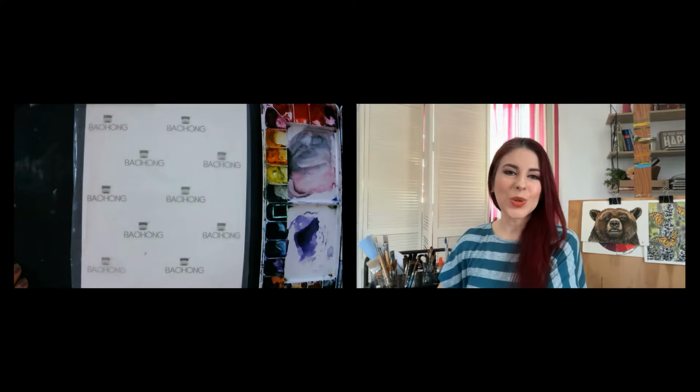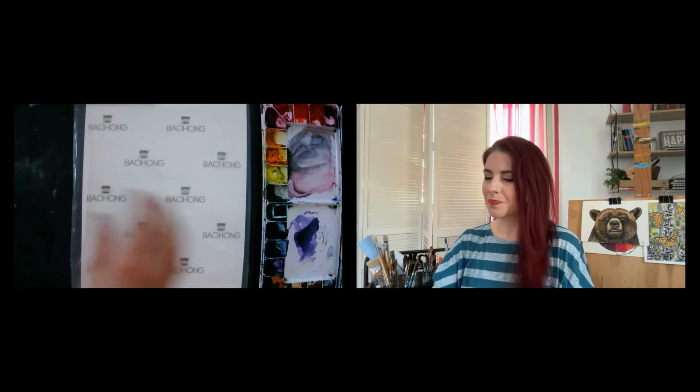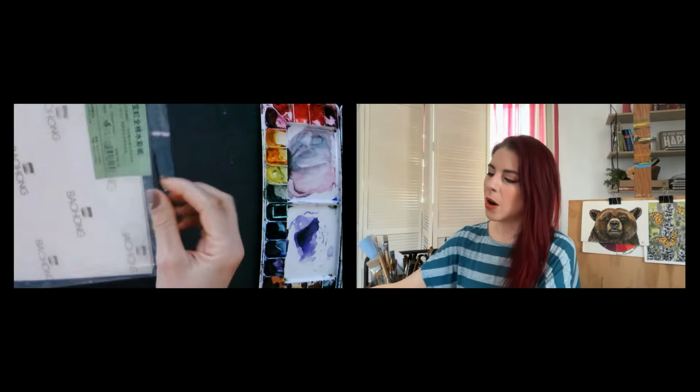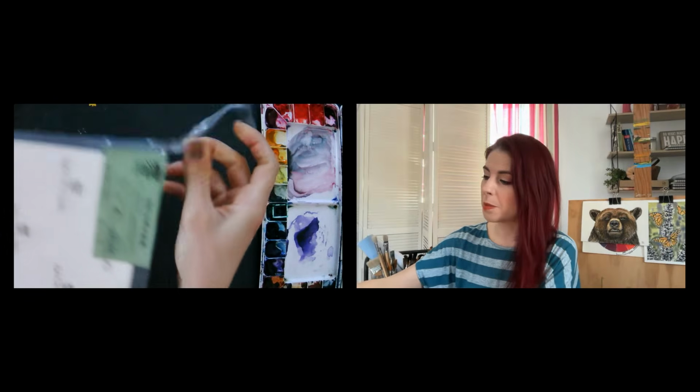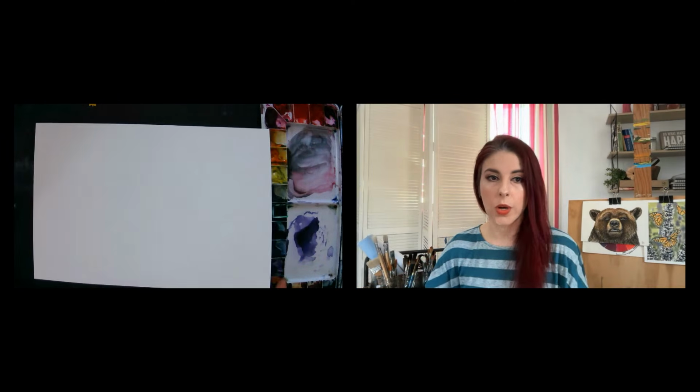Okay. So let me explain about these supplies. I actually need to go get some water. I didn't prepare my water. Okay. I'm going to be using a couple of sheets from Bao Hong. This is cold press watercolor paper, and it's 140 pounds or 300 GSM in thickness or in weight.